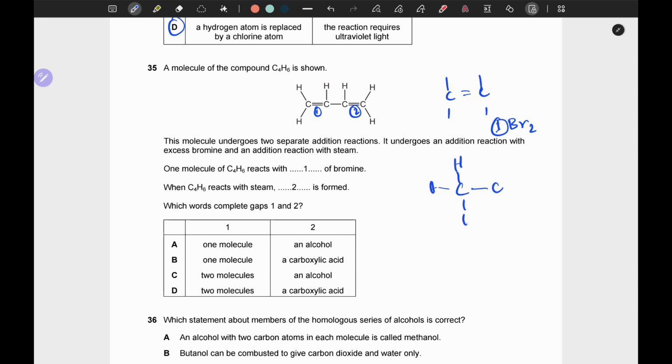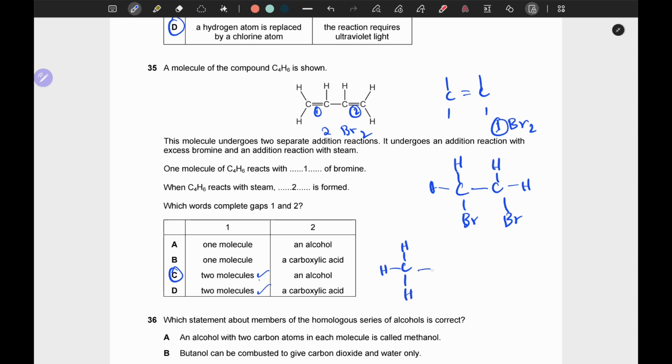So CH, Br, H, and H, and Br. Over here, since we have two double bonds, we will now need two bromine molecules. So we will need two molecules, and the reaction for an alkene and steam always produces an alcohol. So for this one, the answer should be C. So the alcohol, if we were curious about the structure, would look something like this.